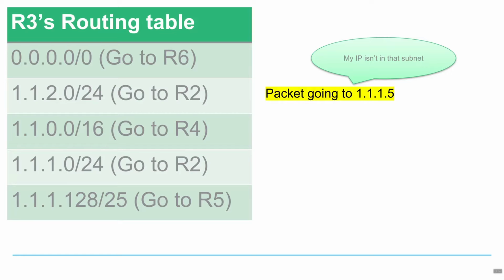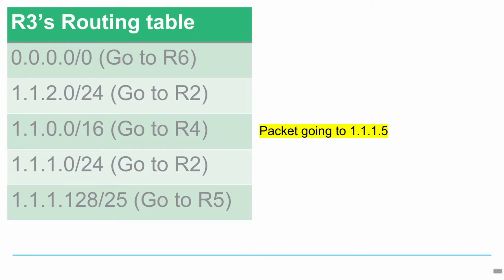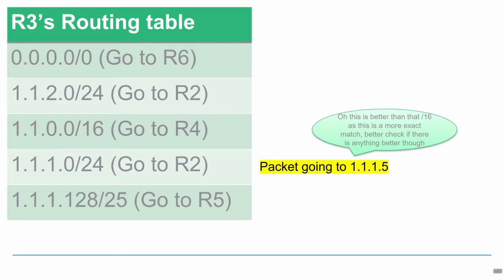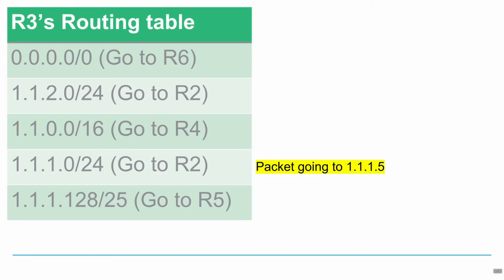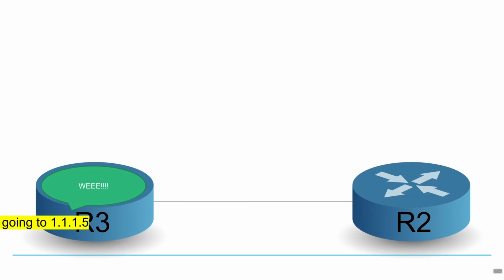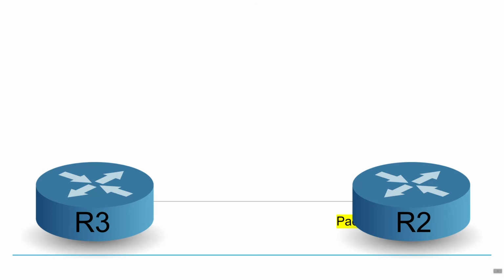He looks at 1.1.2, and it's in a different subnet. He happens to have a route to 1.1/16, but that's still not great. Let's look and see if we have something better. We found 1.1.1/24, which is better than /16, so he will take that one before he takes the /16. And he looks at 1.1.1.128, and he sees that that is not in his subnet. So he is going to go with the route to 1.1.1/24, which means he's going to R2. And with that, the packet goes from R3 to R2, and it just does the entire process over again. I hope this has been helpful. Thank you. Goodbye.